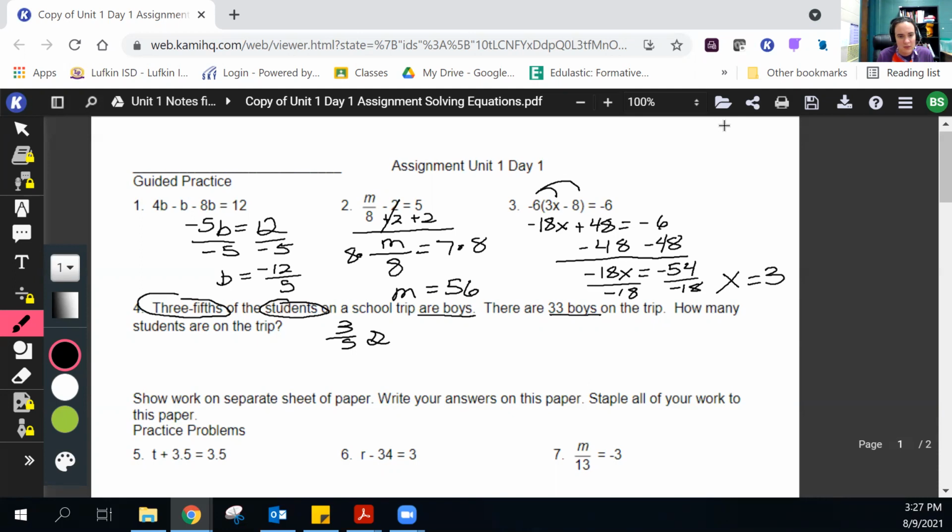That's cursive S, because when y'all see my S's, you think they look like 5s, just like this one over here. So I use a cursive S, are boys. And we know that there are 33 boys on the trip, so in place of B, put in 33. And then we need to multiply by our reciprocal. We're not dividing by 3/5, we're multiplying by our reciprocal. So we're multiplying by 5/3. And that gets us S equals 55 students.